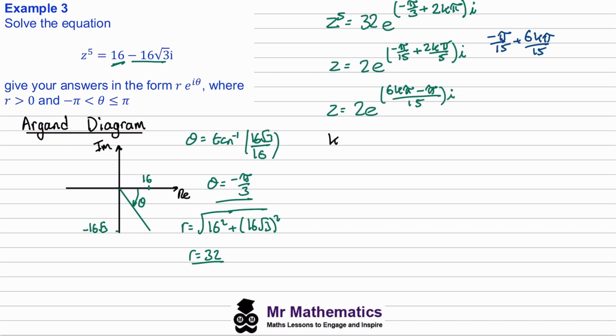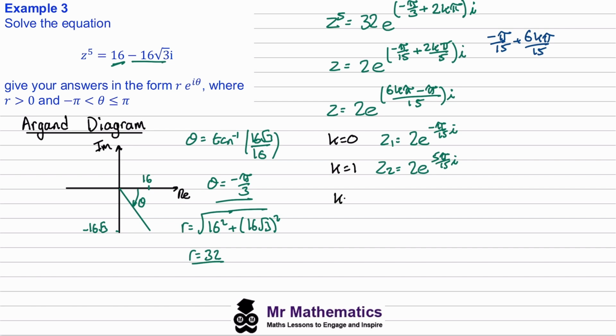And when k equals 0, we'll have our first solution. This 6k pi term will go, so we'll get 2e to the negative pi over 15i. When k equals 1, our second solution, we'll get the 6 pi minus pi, so this will be 5 pi over 15i.